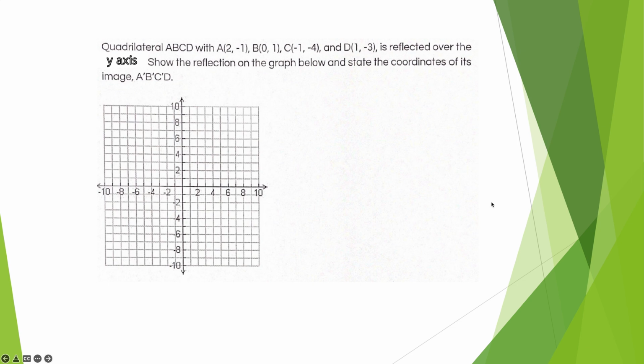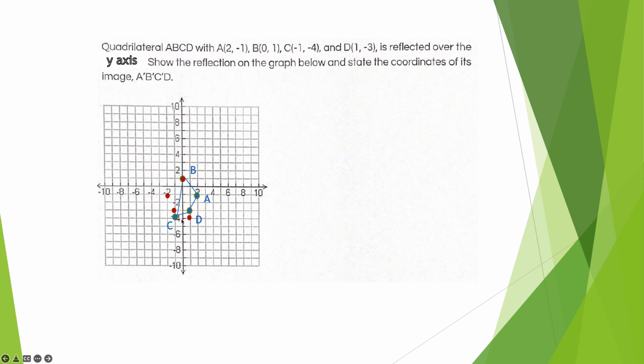Okay, let's try the next one. Go ahead, stop and start. Draw the original, draw the result. Okay, so here is the original triangle, ABCD. Now we're going to reflect over the y-axis. So that means the y-axis is going to be in the middle, and in each case, the x will be negated and the y will stay the same.